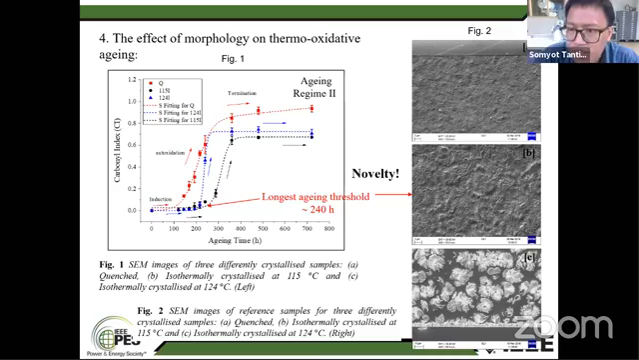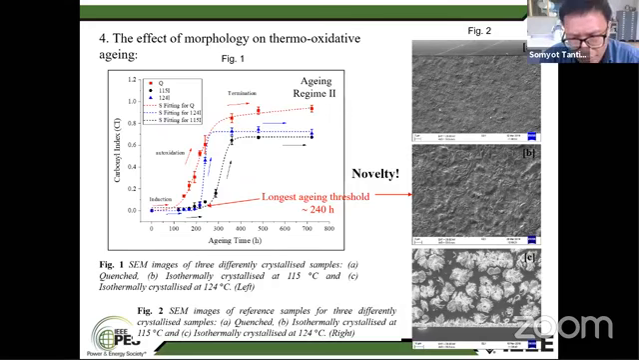So how is this morphology important to the aging process? This is the question. Look at figure 1. We could see these 3 systems: figure A called Q, figure B called 115I, figure C called 124I. You could see that the aging degree increases by time. The 115, the black line here, shows the longest aging threshold. That means this material, 115I, has the highest ability to withstand the aging process.